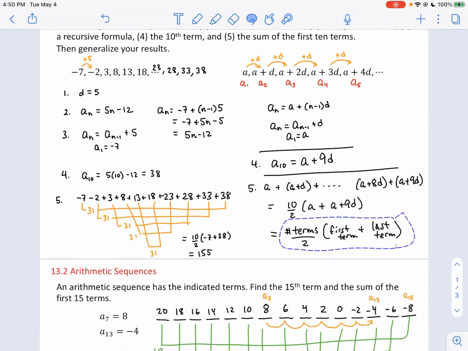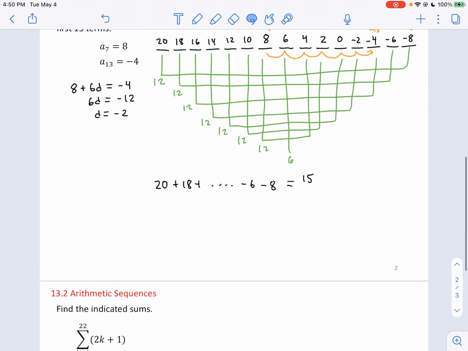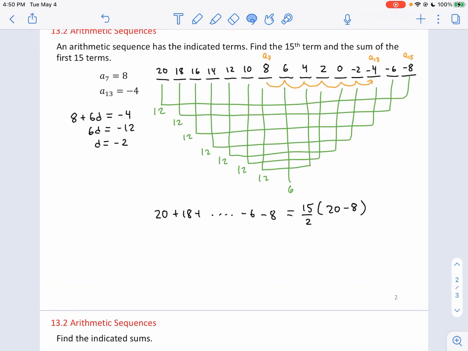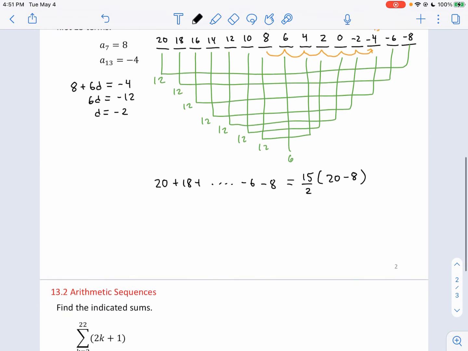The number of terms divided by 2, so we pair them off, and then we just multiply that by the first term plus the last term. So we do 15 terms divided by 2, and then we add the first and last, 20 plus negative 8. Now, even though these don't pair off exactly because we have an odd number of terms, 15 divided by 2 is 7.5, and that's exactly what we're seeing happen here. There's 7 12s, and then a half of 12 right there, and we put them all together. So we can still use that formula even if we have an odd number of terms.